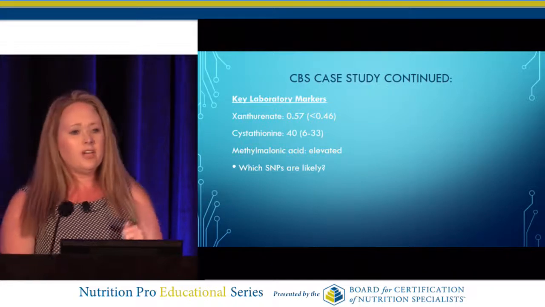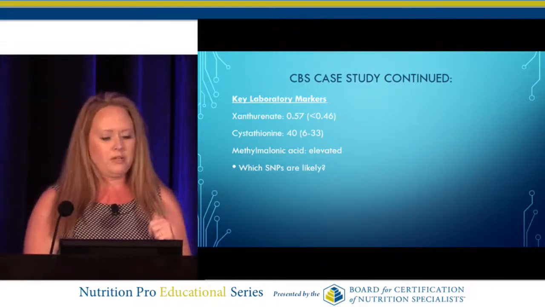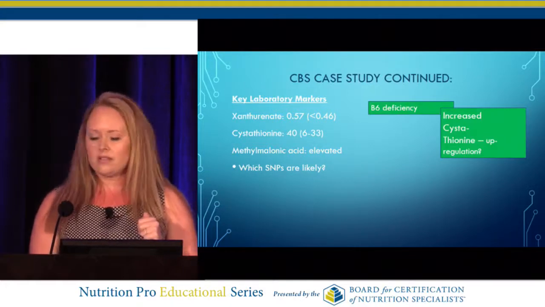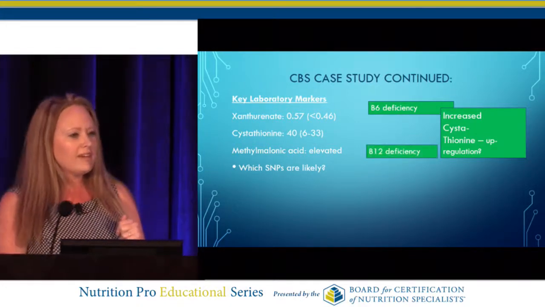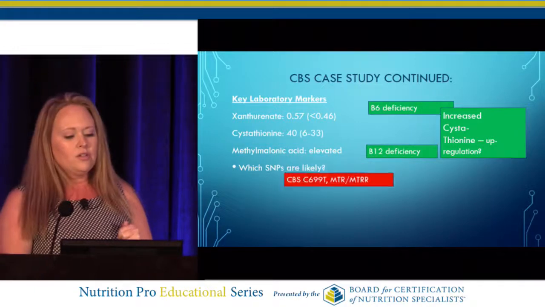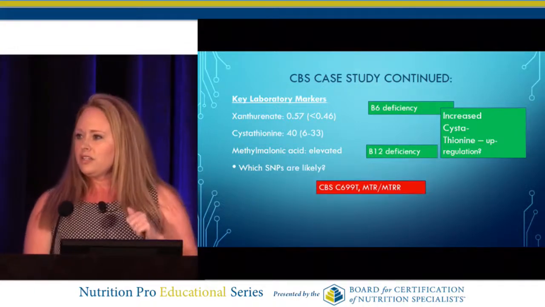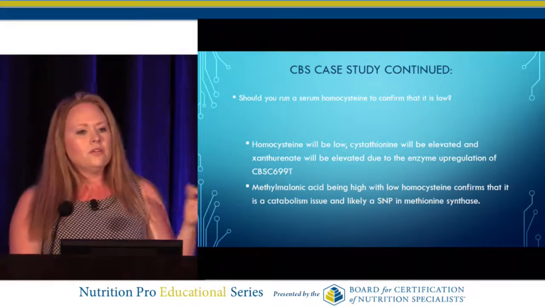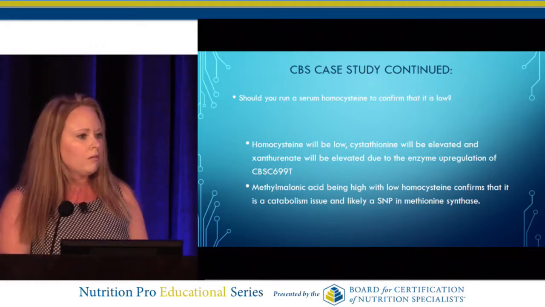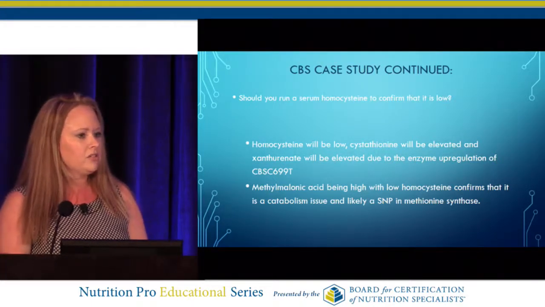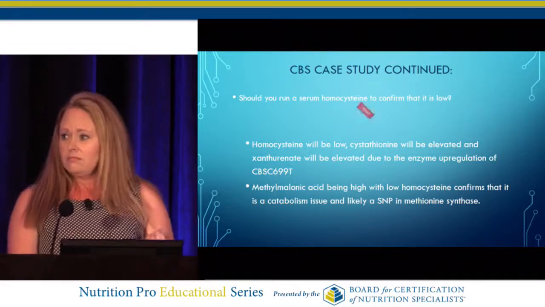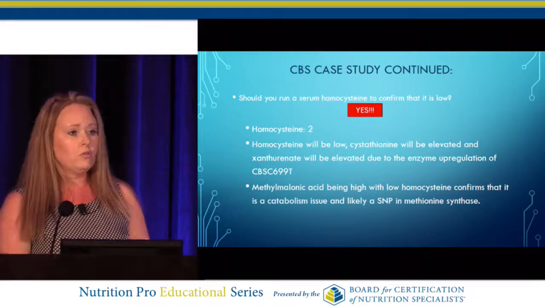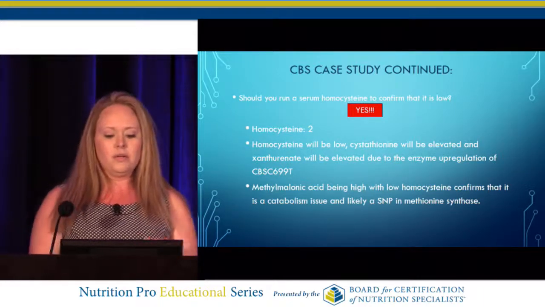You check his xanthurenate because we want to make sure that we're doing what we need to do, and it's elevated. His cystathionine levels also lend more credence because they're elevated. Methylmalonic acid is also elevated. So we think CBS upregulation and possibly methionine synthase. So you expect a homocysteine level to be low, right? And CBS upregulation. Should you check it? Yes, of course. In this case, it's a level of 2, which is low but not completely 0.